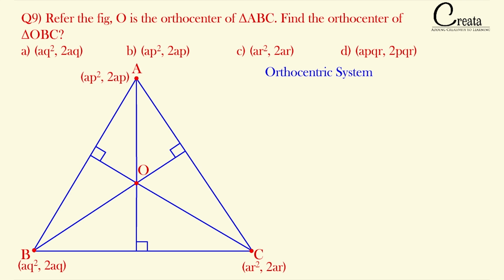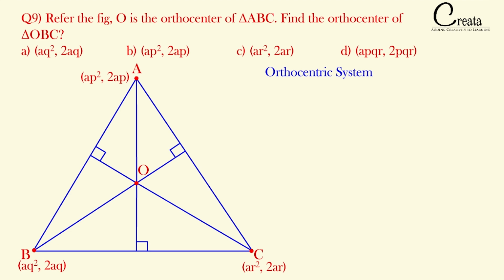If we don't know the orthocentric system, then how will we proceed with this question? Let's see the alternate way also. The alternate way is our observing power. We have to analyze and observe this question. Here ABC is the triangle and O is the orthocenter. All these 3 line segments are the altitudes, and O is the orthocenter, the intersection point of the 3 altitudes.